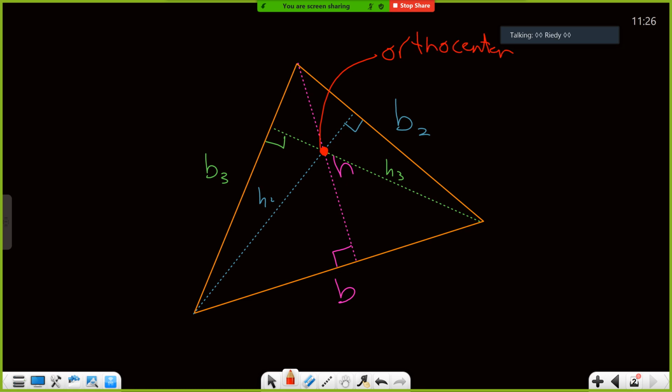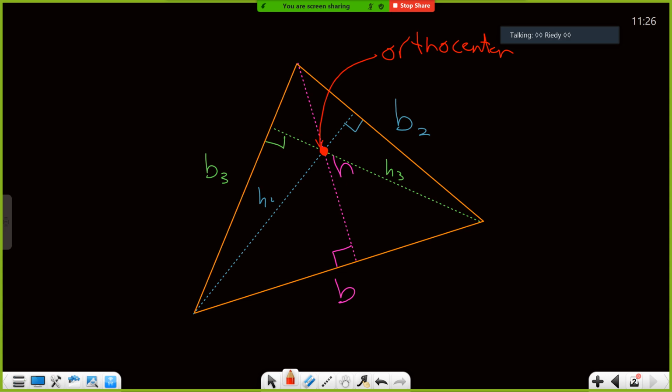Completely irrelevant to what we're doing, but I just thought I'd throw that in there for a trivia fact. We are never going to calculate an area by using all 3 of those things. Okay. But that's where it comes from.